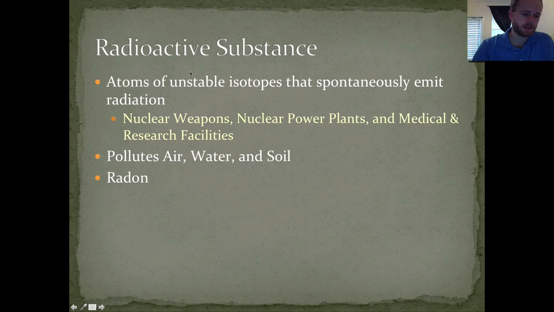Radioactive substances. We talked about this in Chapter 11, and the sources of these can be nuclear weapons, nuclear power plants, medical and research facilities. This can pollute the air, water, and soil. An example would be radon.